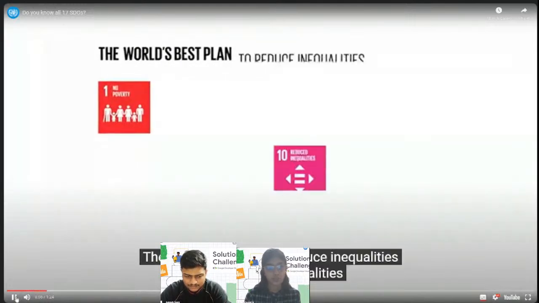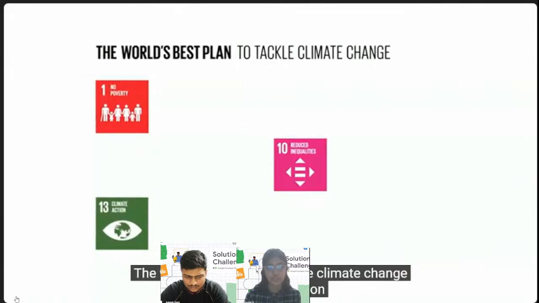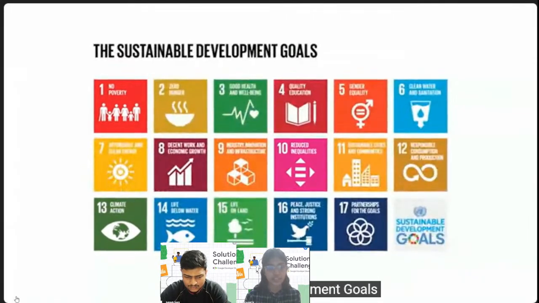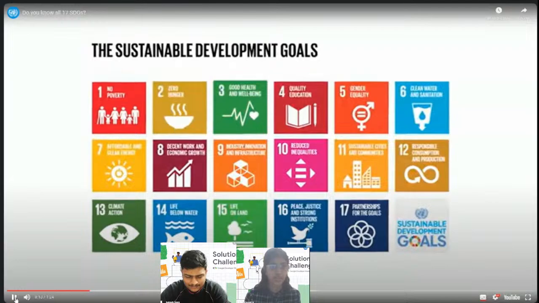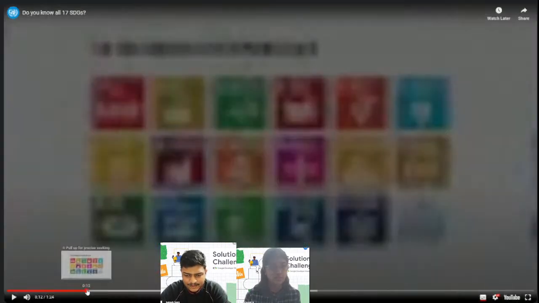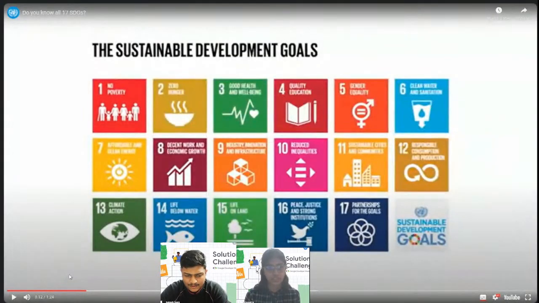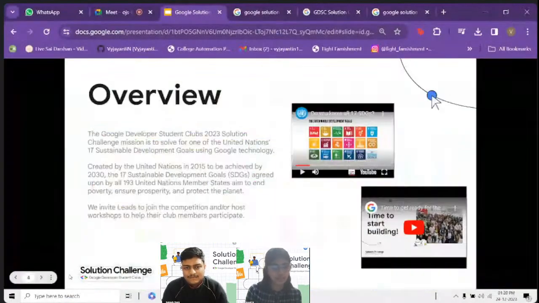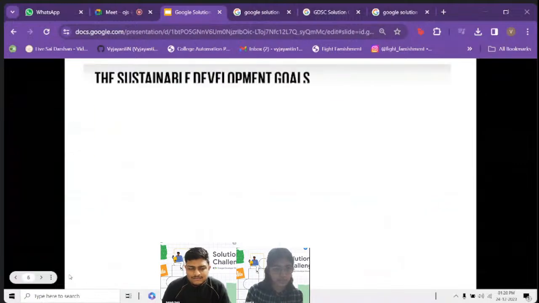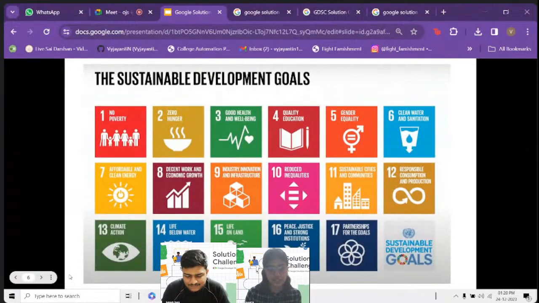So the first one is no poverty. And you can look at the other categories in the United Nations goals. There we have zero hunger, good health and well-being, quality education, gender equality, clean water and sanitation, affordable and clean energy, decent work and economic growth. And you can also read through all of these. We also have a slide for this, I'll just use that. Yeah, so here you can see these.